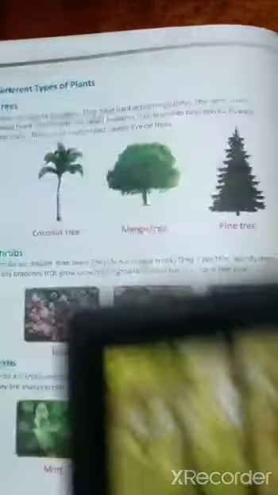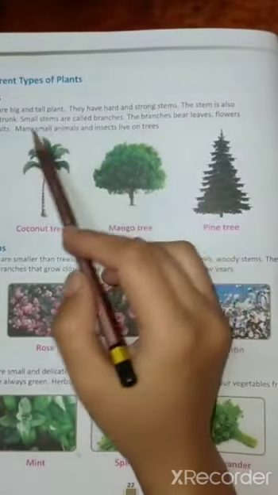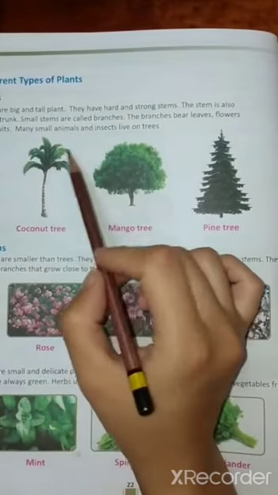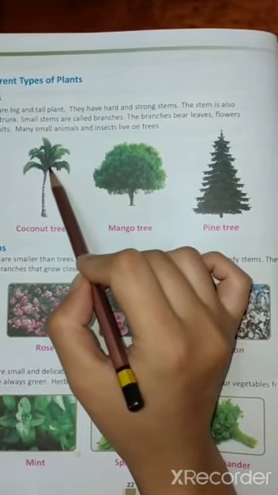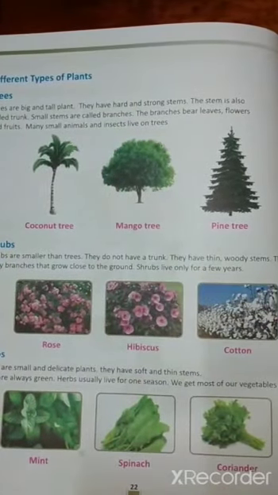Understand? So the trees also have two parts. The big stems, like you can see, the big stems are called the trunks, and the small stems are called the branches, as I have shown you in the picture.